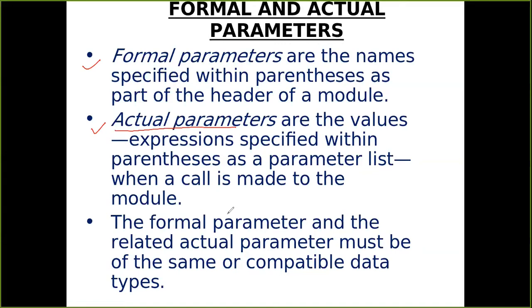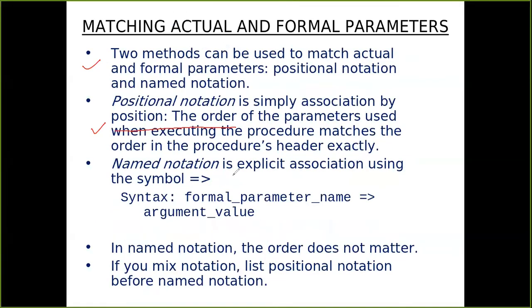Both are related, and both must have the same compatible data type. Two methods can be used to match the actual parameter with the formal parameter. While matching, by default it is positional notation or it is named notation. In the positional notation, we simply associate the parameters as per their order. The order of the parameters used when executing the procedure must match the order in the procedure header exactly. That means the first parameter will be passed to the first parameter in the header.